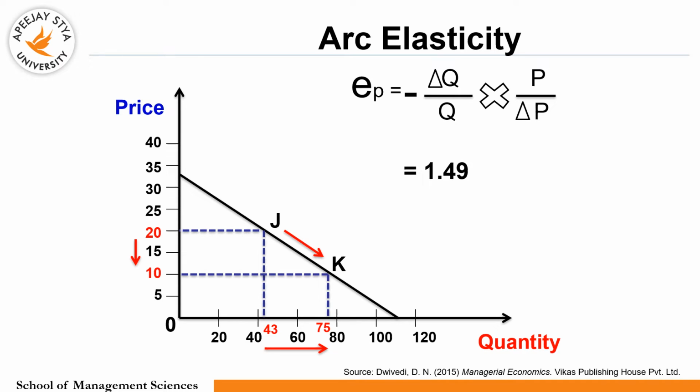1.49. This means that a 1% decrease in price of the commodity X results in a 1.49% increase in demand for it.